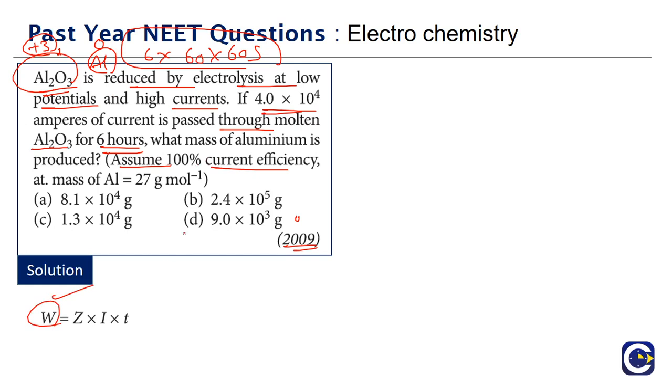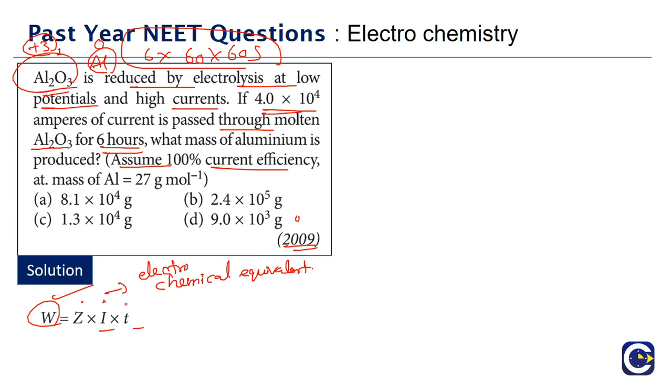So the Faraday's equation for the electrolysis is what? Weight of the substance deposited is equal to Z. Z is what? Electrochemical equivalent. This will be a property of the type of ions. So W equals Z into I into T. I is the current we are passing, and T is the time.